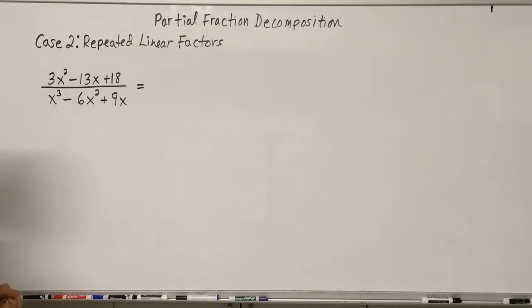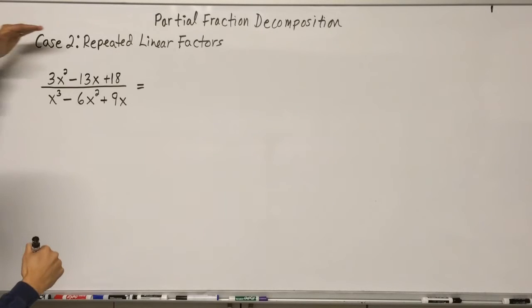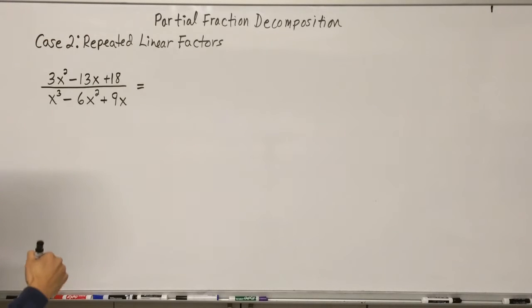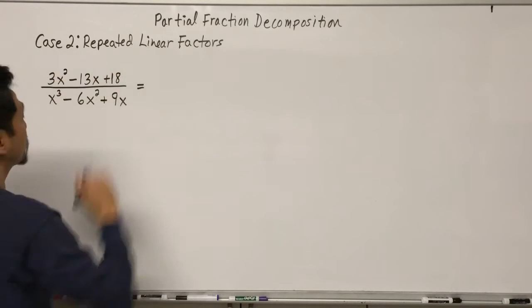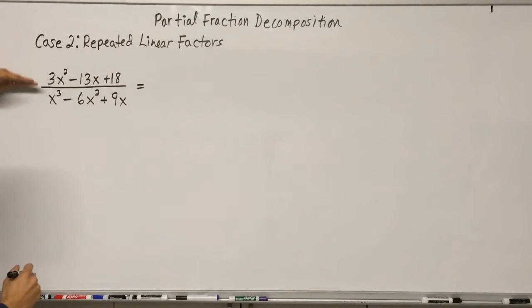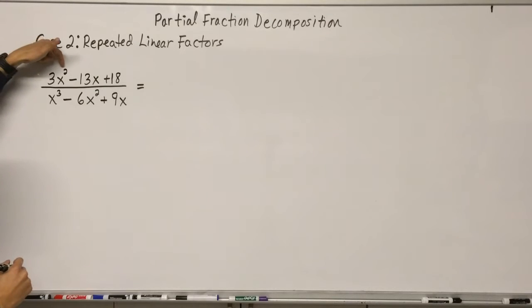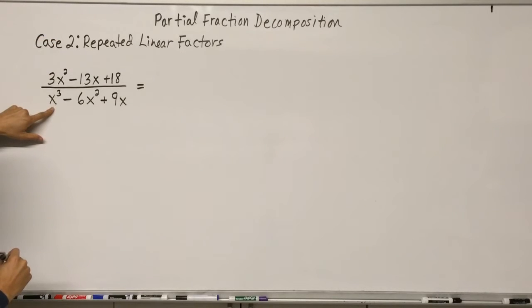Okay, so let's do the next problem. We've got partial fraction decomposition, and we're looking at case 2, repeated linear factors. The first thing again is to make sure that the fraction is proper. It is degree 2 over degree 3. And then what we need to do is factor the denominator.